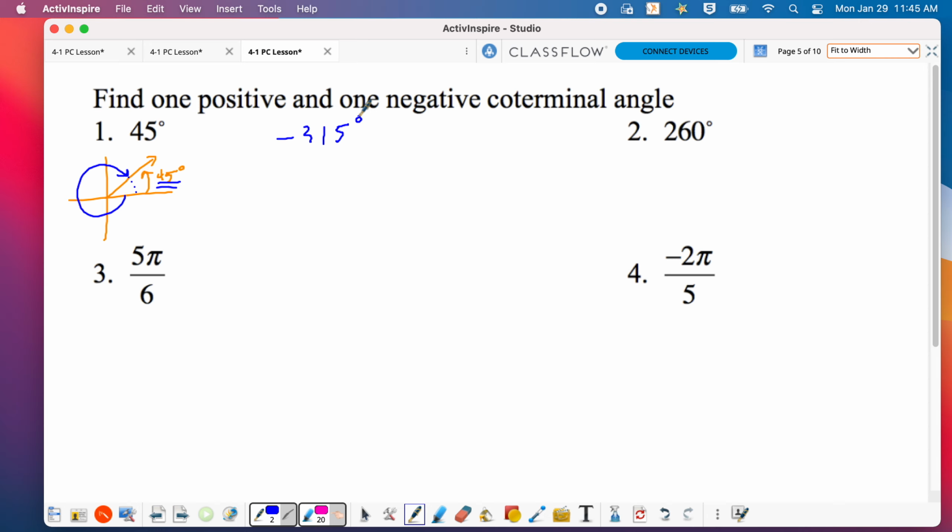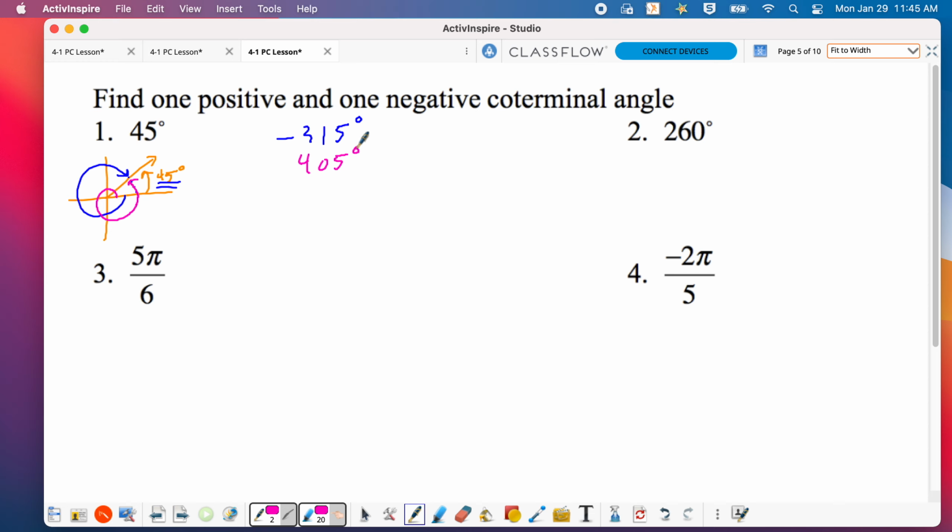Because I rotated all the way around except that 45 degrees, which is negative 315. Now for my positive angle, I can start here, rotate all the way around, and keep going another 45 degrees. All right, so my all the way around is 360, and if I keep going 45 degrees, I'm going to get 405 degrees.